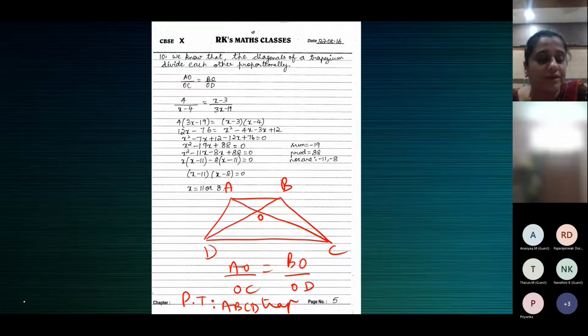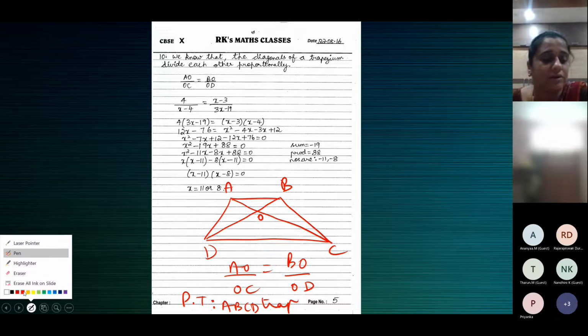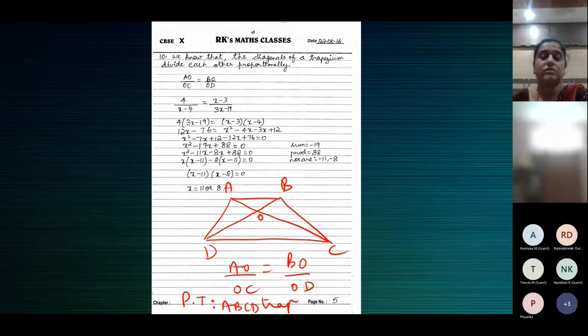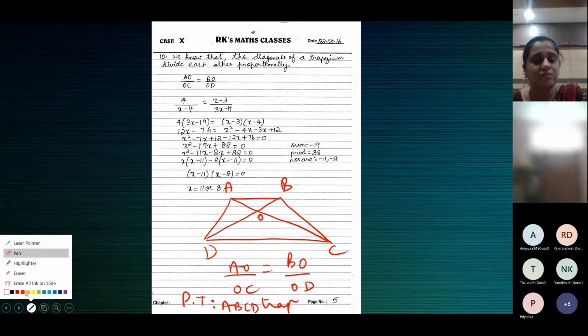So for this also, you'll have to take up the same construction. But here we do not know. Here ABCD is not a trapezium. So we don't have AB parallel to CD.